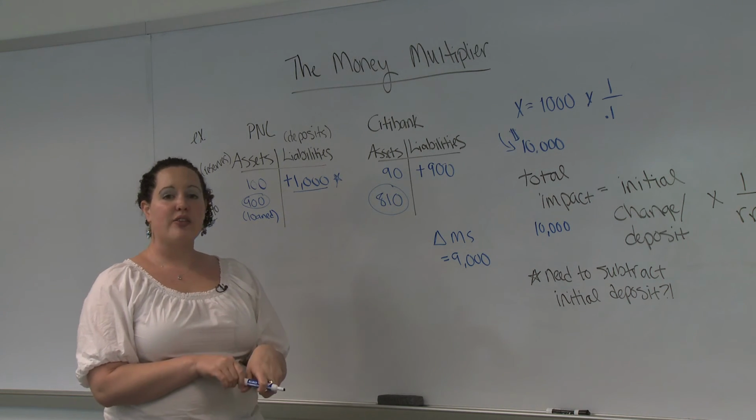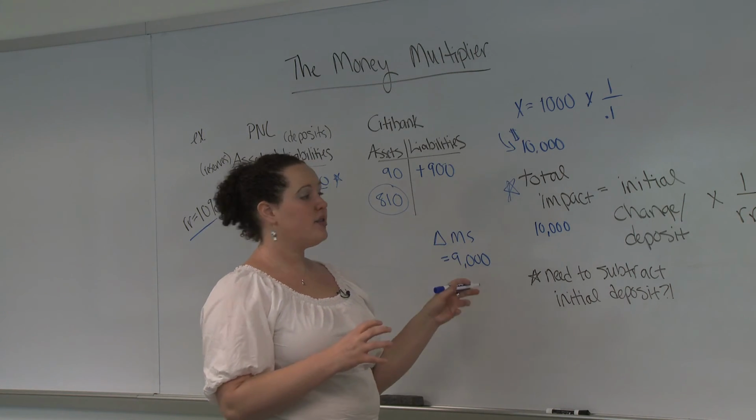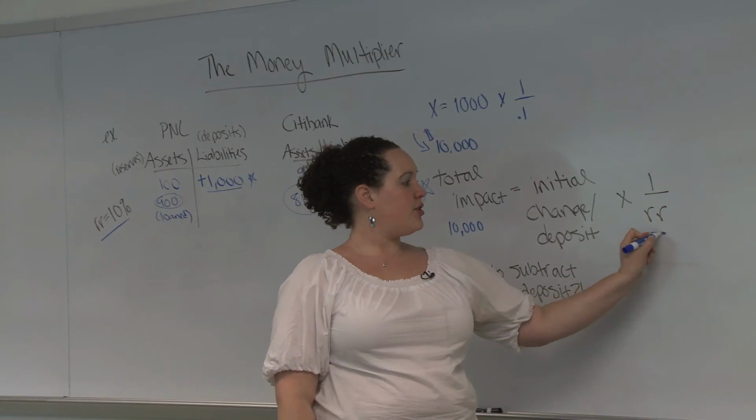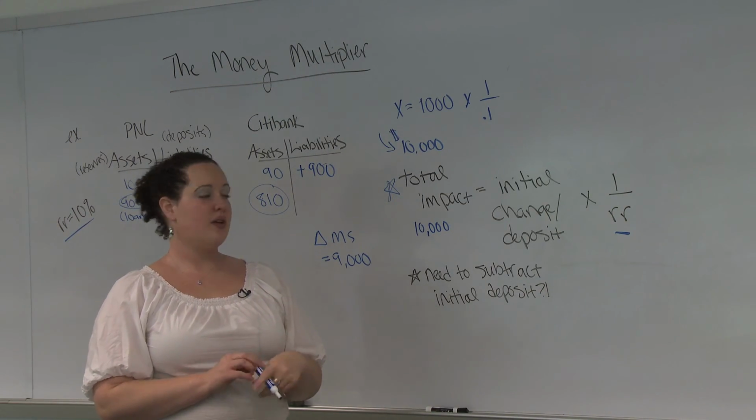And I guess the only other thing I would say is when you're figuring out this formula, when you're putting pieces into it, remember that this reserve ratio is normally given as a percentage. So just remember to change it into a decimal and you'll be set.